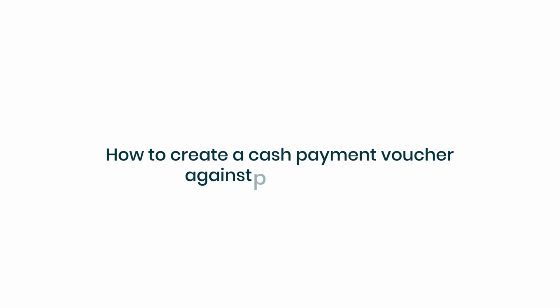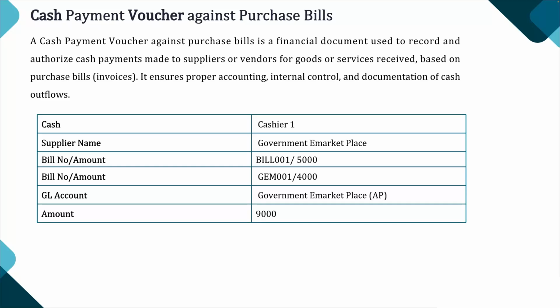Let us see in this video how to create a cash payment voucher against purchase bills. A cash payment voucher against purchase bills is a financial document used to record and authorize cash payments made to a supplier or vendor for goods or services received based on the purchase bills. It ensures proper accounting, internal control, and documentation of cash outflow.